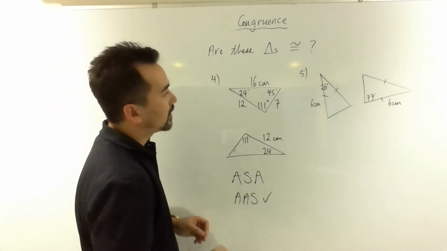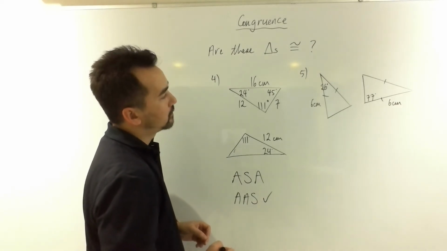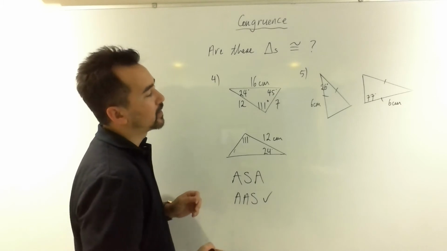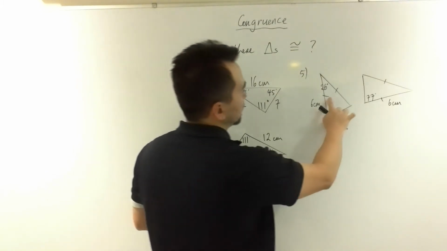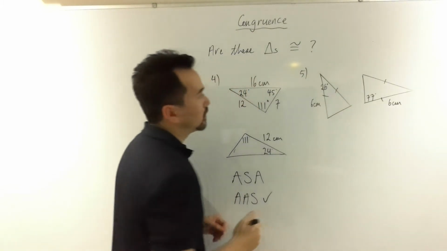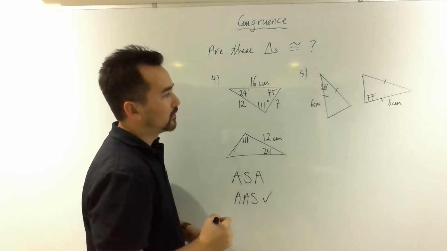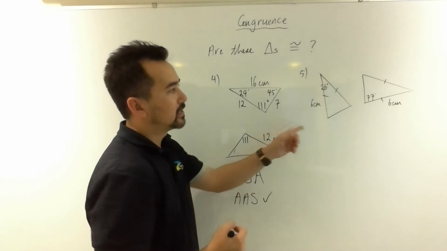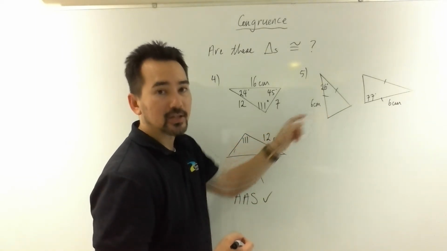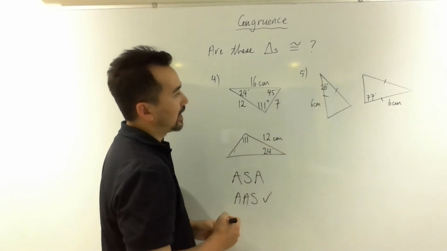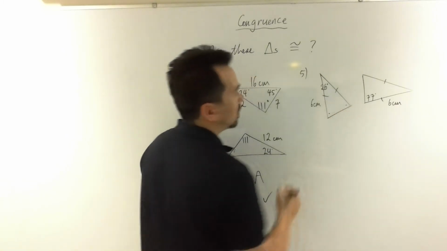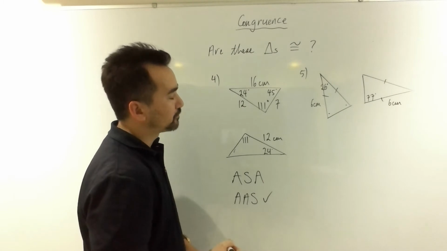Going to question 5, they don't give us too much information, but they do give us enough. Right, these markings show that we have two sides that are of equal length. And that means that this triangle is an isosceles triangle. And if it's isosceles, it means that these two angles are also equal to each other.